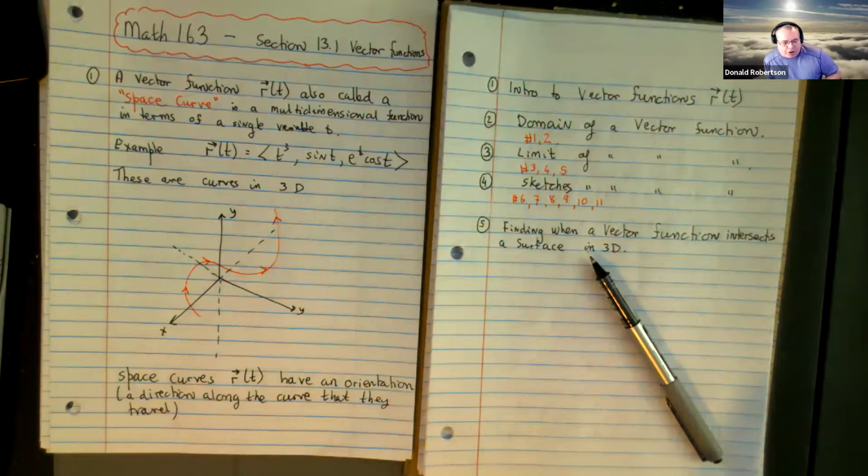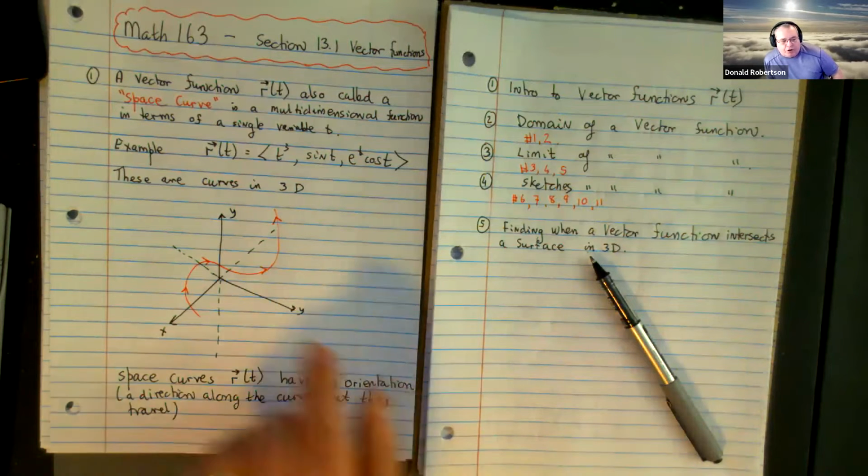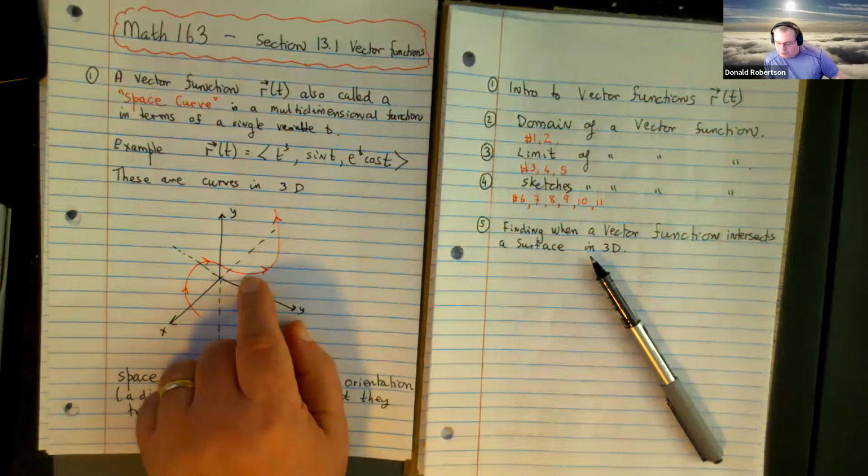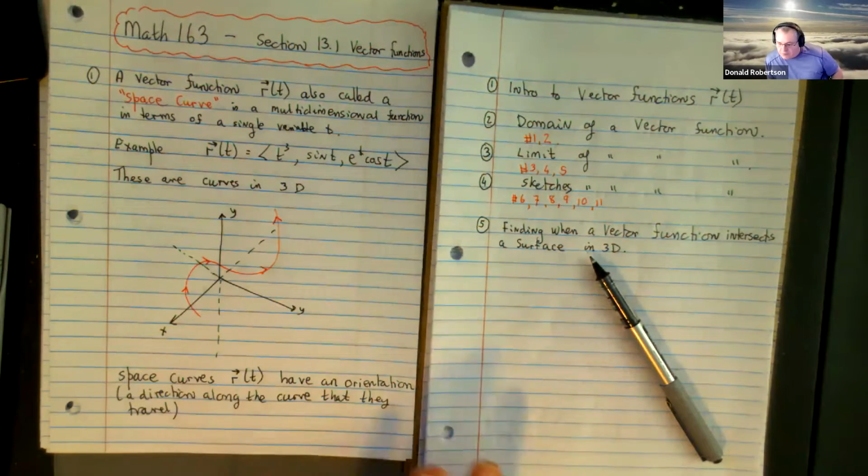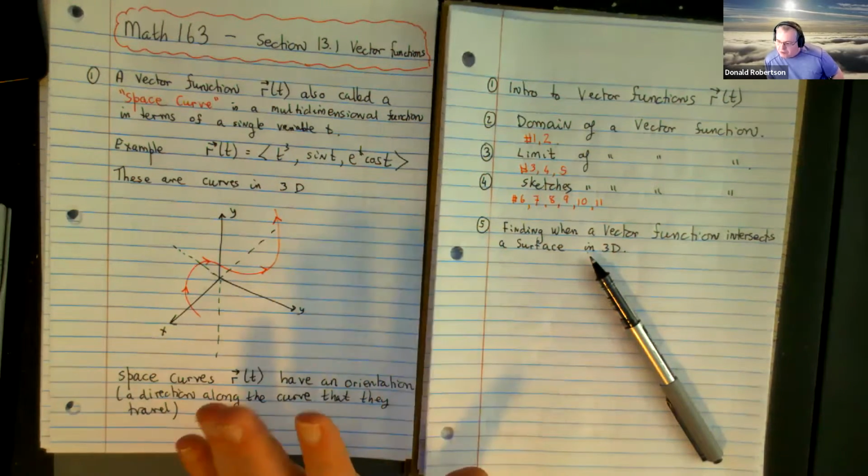Space curves are very good for modeling objects in 3D space, spaceships, asteroids, satellites, you name it. It moves in 3D space. You could probably generate a space curve for it, right? A vector function. So far, so good. That's what it looks like.